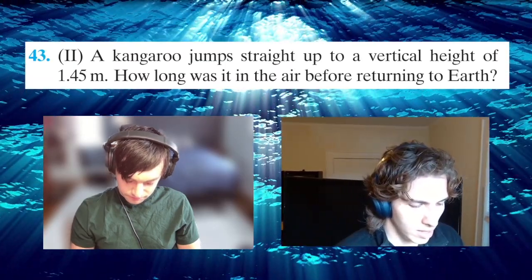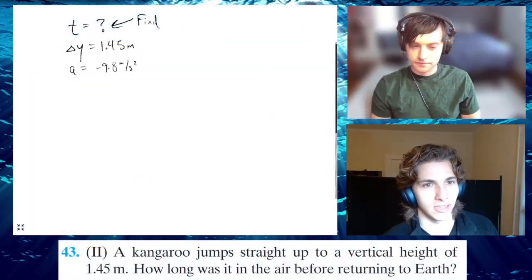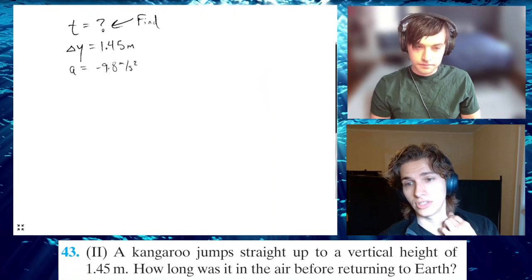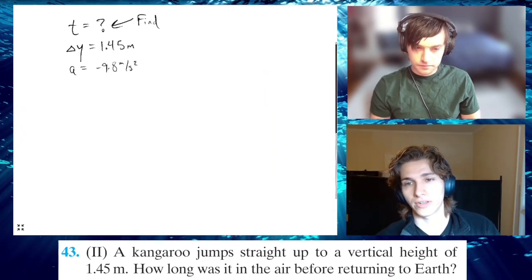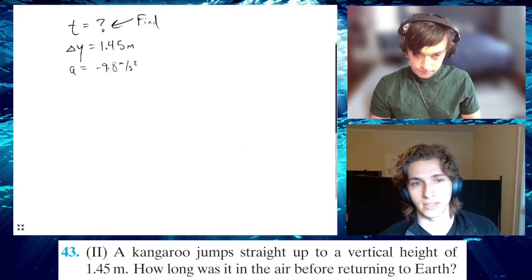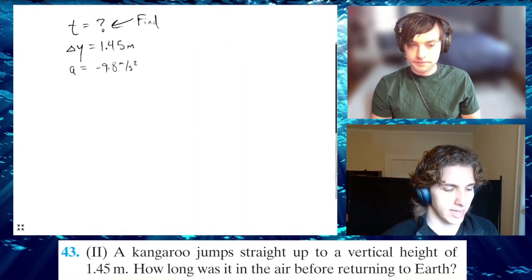So we have a few things so far. I'm just writing them down casually here. We're looking for the time it's in the air. We know that the change in vertical position, I put delta y to represent vertical instead of delta x, is equal to 1.45 meters. We have that the acceleration is negative 9.8 meters per second squared.